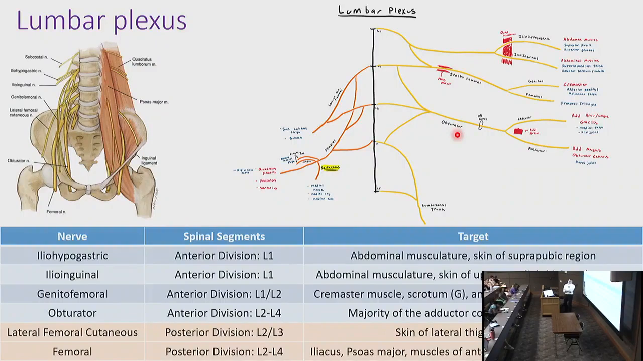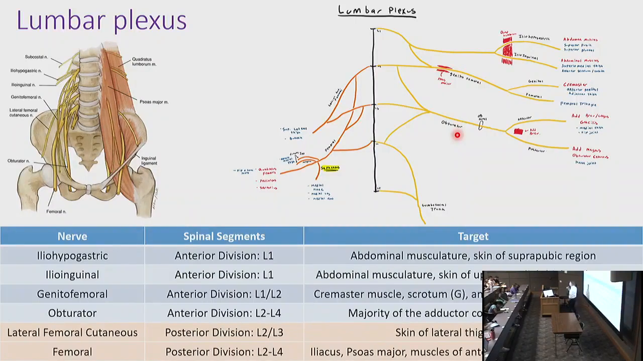We also have some things coming off the posterior division of the lumbar plexus. One of those is the lateral femoral cutaneous. Right? Great thing about this, it says what it does. It's going to the lateral femoral skin area. Okay? And that's going to be the posterior division L2 and L3. Femoral nerve, right?